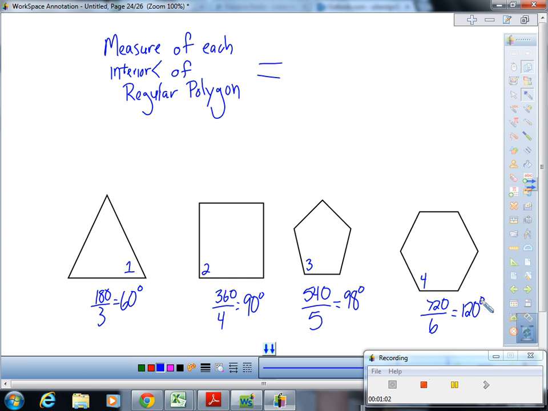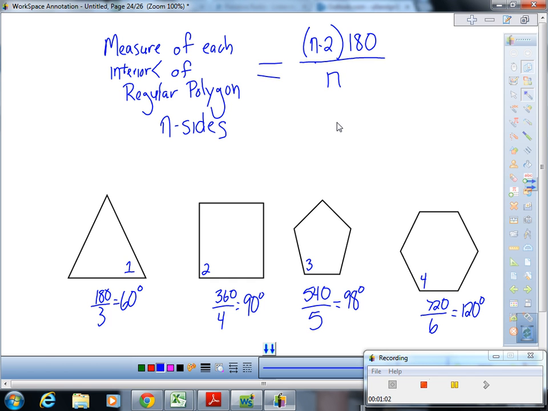Okay. All right, so how do we come up with that? What if our regular polygon had n sides? Well, clearly what we're doing here is we're finding the measure of the sum of the angles. And yesterday we learned that's n minus 2 times 180. And then we just divide that by the number of sides.